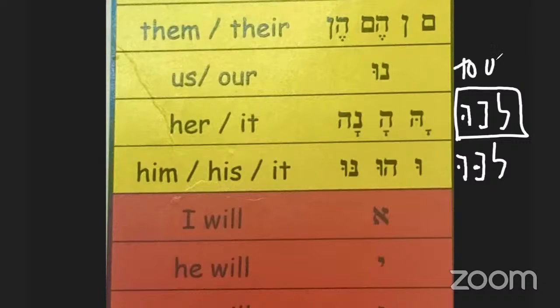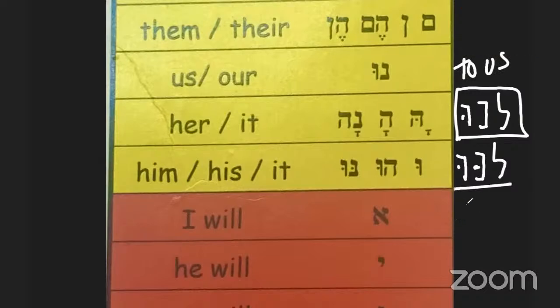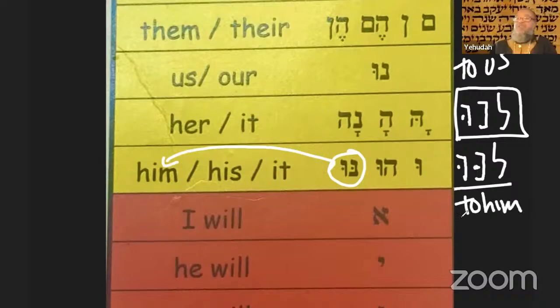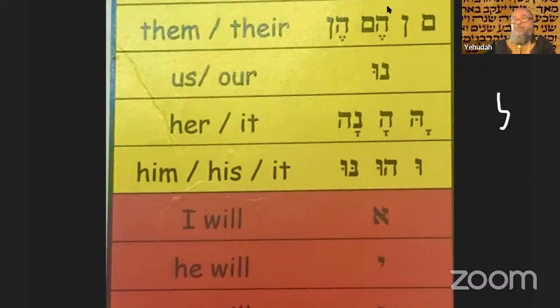To us. To us. What does this lanu right here mean? To him. To him. Okay, good job. So you can see that they sound exactly the same. Lanu. You have to be able to look at it and tell, oh, that one right there is possessive. That goes to him.